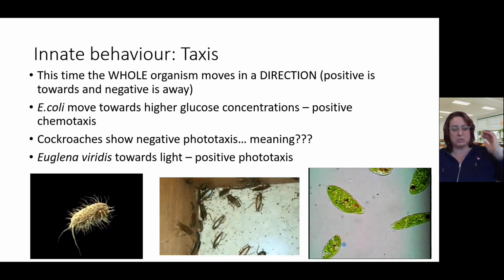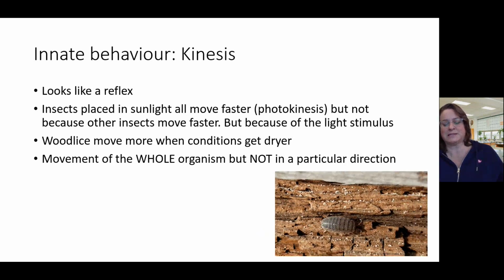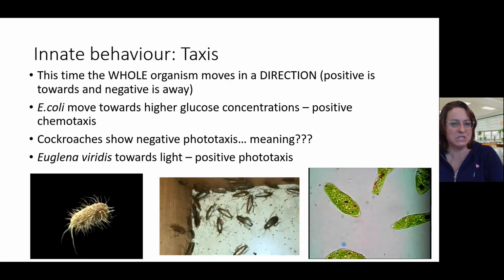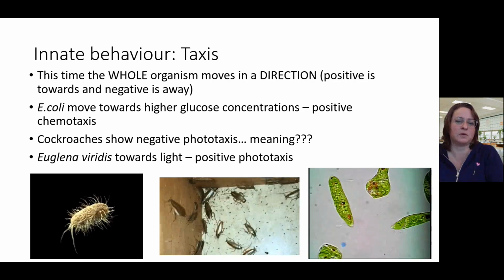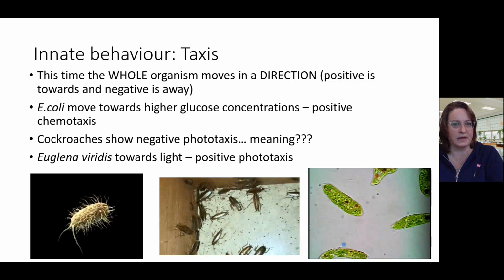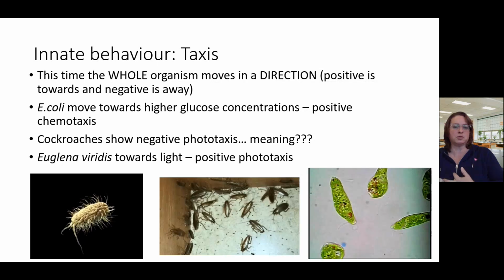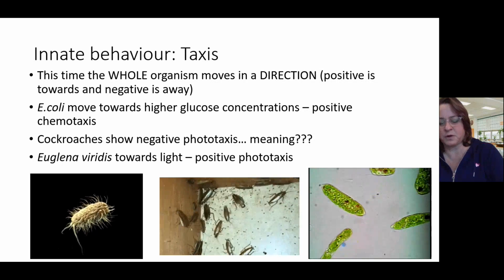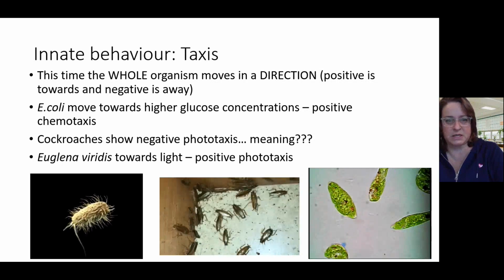Cockroaches, well, first of all, if you go back to the kinesis, cockroaches are insects that will move faster if there's light present. But not only will they move faster, cockroaches show negative phototaxis. What does that mean? Negative meaning away. So they're moving away from where there's light. They're moving faster because of kinesis, and they're moving away from the light in a direction, and then it's a taxis. Last one, euglena, moving towards light, positive phototaxis, as they have got not only a mouth part for heterotroph feeding, but also chloroplasts for autotroph feeding.